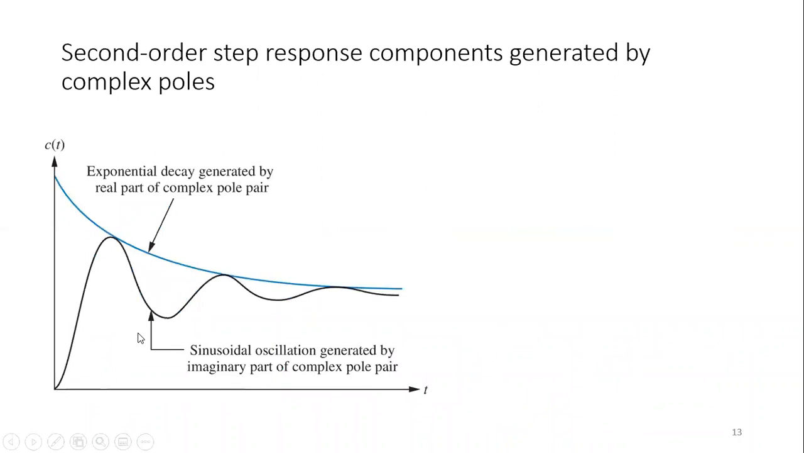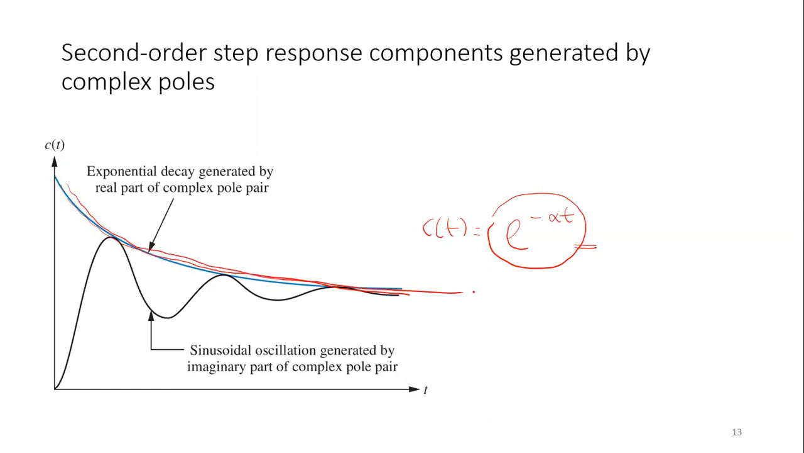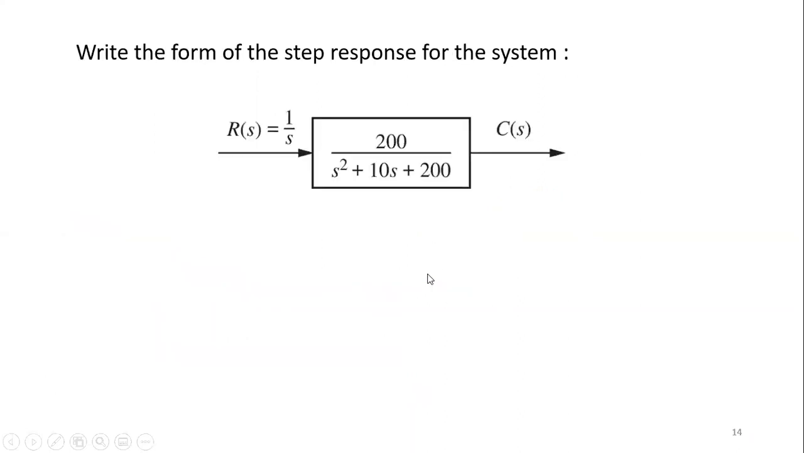Okay, so this is the second order step response components generated by complex poles. So whenever we have the exponential minus AT in our signal, we're going to expect that it is a signal that is decaying here. There is a natural element that is decaying here. Okay, so that's what is explained here. You can refer to the textbooks to understand more.